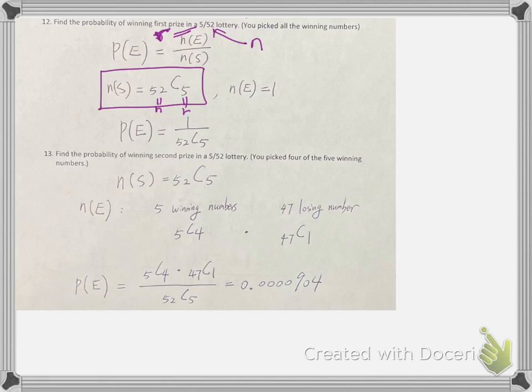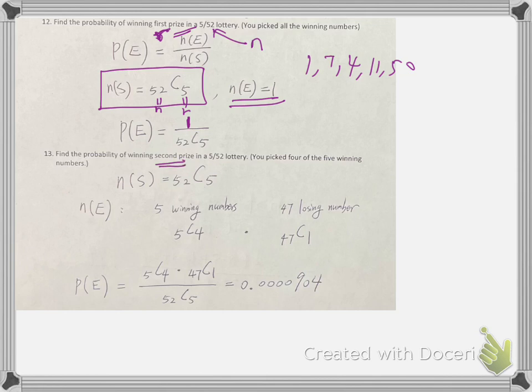So how do you win first prize? You have to match exactly the same numbers. Suppose the winning number is 1, 7, 4, 11, 50. If you have exactly the same 5 numbers, you win. There's only one way you can win the first prize. It has to be these 5 numbers; with any other numbers you will not win the first prize. So the numerator is 1.